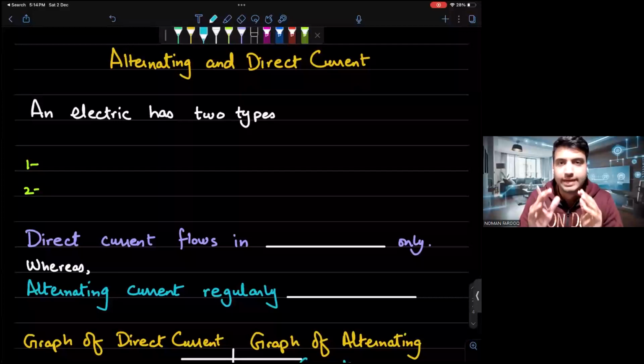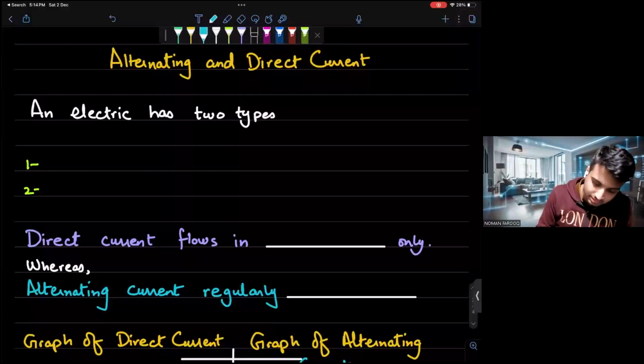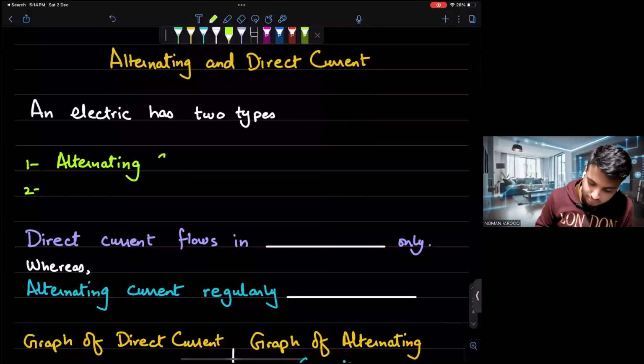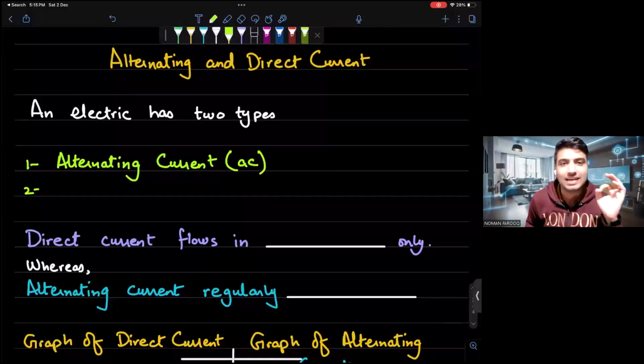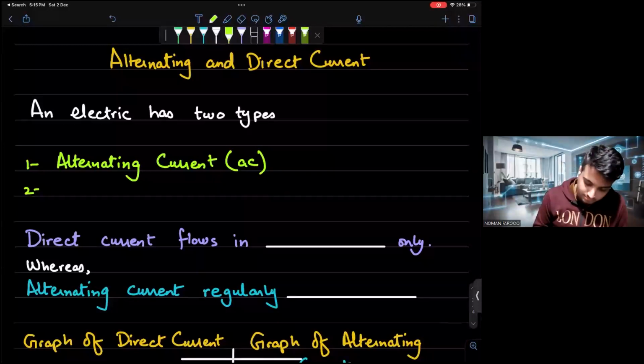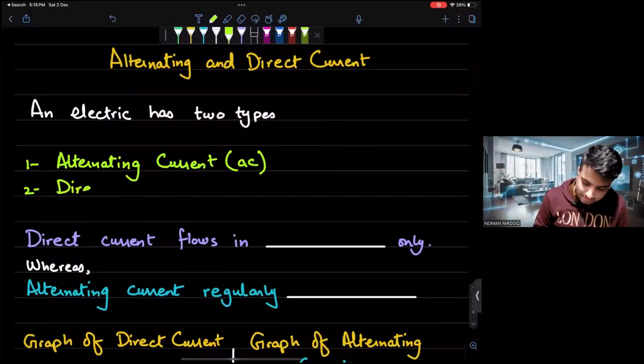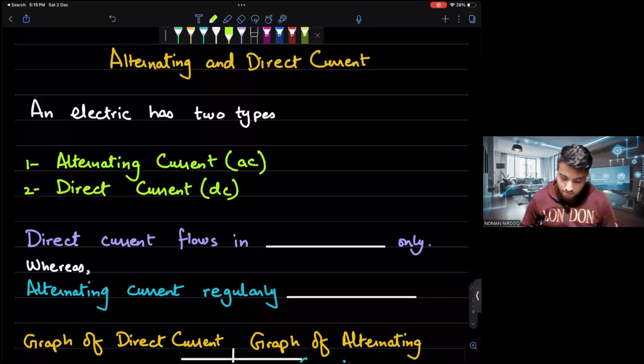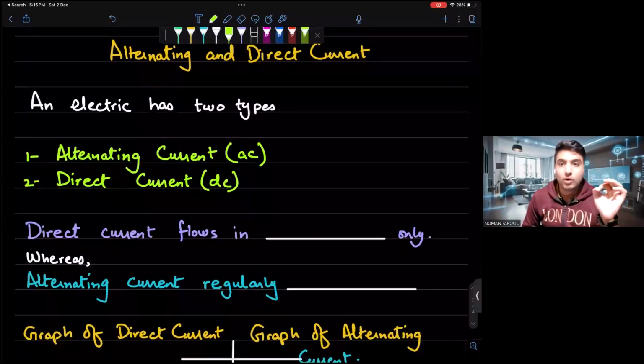Alternating and direct current. Basically, electric current has two types. One is alternating current, which in short form is written as AC. So AC stands for alternating current. And we have direct current, which is represented by DC. So, the difference between alternating and direct current.